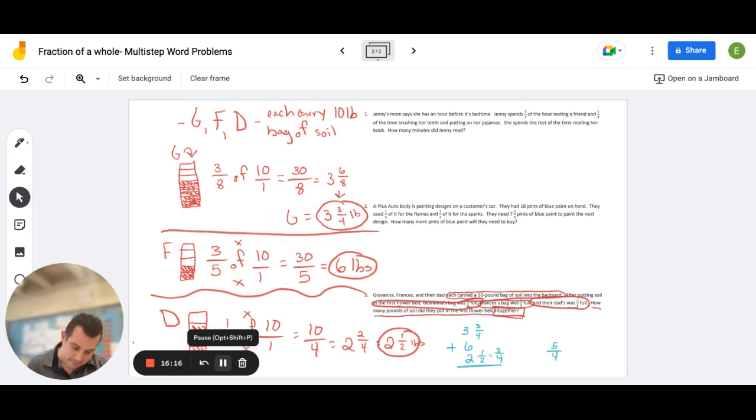Okay, but we need to simplify that. We know that 5/4 equals, 4 goes into 5 one time with 1 left over. That's 1 1/4. And then we have to add the 11. So that's 12 1/4 pounds. 12 1/4 pounds is your final answer.